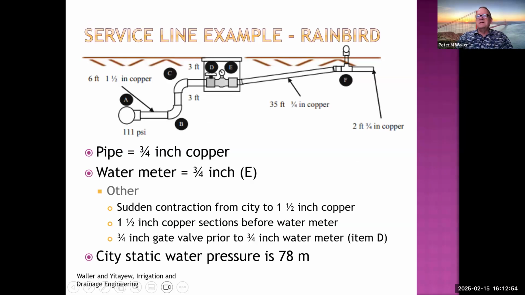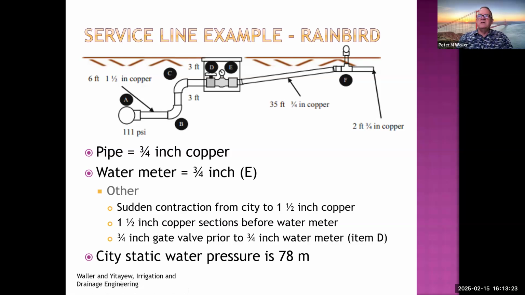This picture is based on a Rainbird example of a typical urban service line. We're looking down the street here. This is the city water main going down the street, at 111 PSI, which is 78 meters pressure. Then we have 1.5 inch pipe, and a couple of 1.5 inch 90s. And then we have a manual shutoff valve, which would be the shutoff valve for the property.